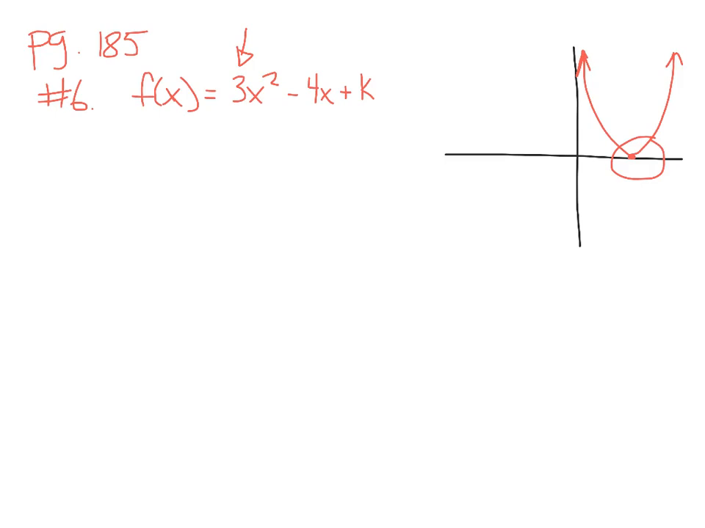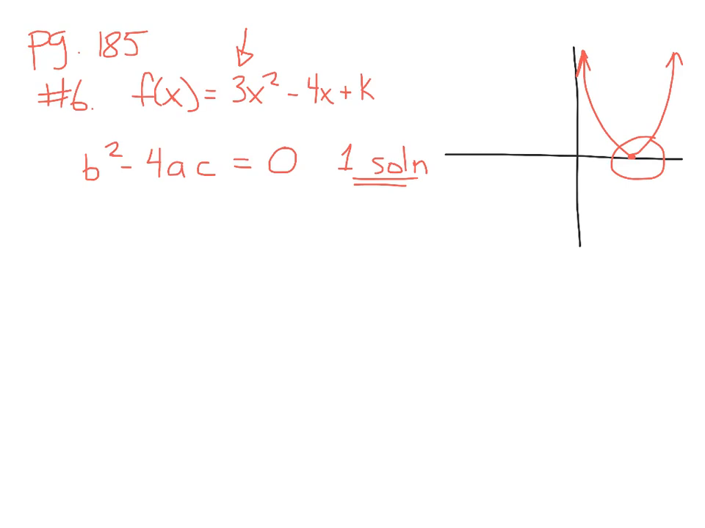In order for something to only have one x-intercept, we know that the discriminant, the b squared minus 4ac, which is underneath the square root sign of the quadratic formula, has to be equal to 0. If b squared minus 4ac is equal to 0, it has only one solution. If it was bigger than 0, it has two solutions. If it's less than 0, if it's negative, it has no solutions. So to have one solution, b squared minus 4ac has to be equal to 0.